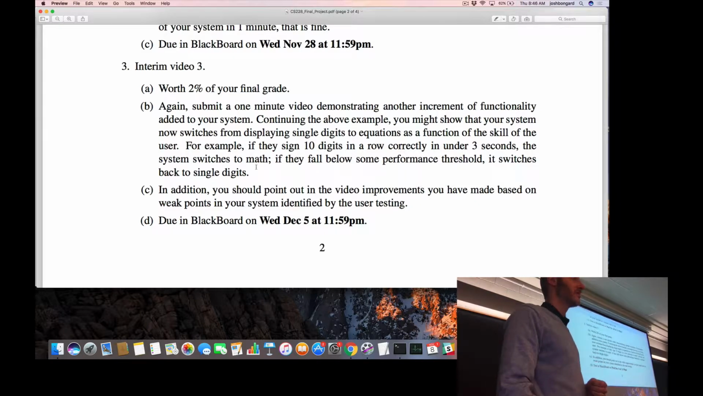Any questions about the interim videos? Yes? Are we allowed to have text on the screen now? Yeah, you can have text, but we can't assume that the reader can read it. So you could put up a scoreboard, for example, of user names and numbers of actual points if you want.